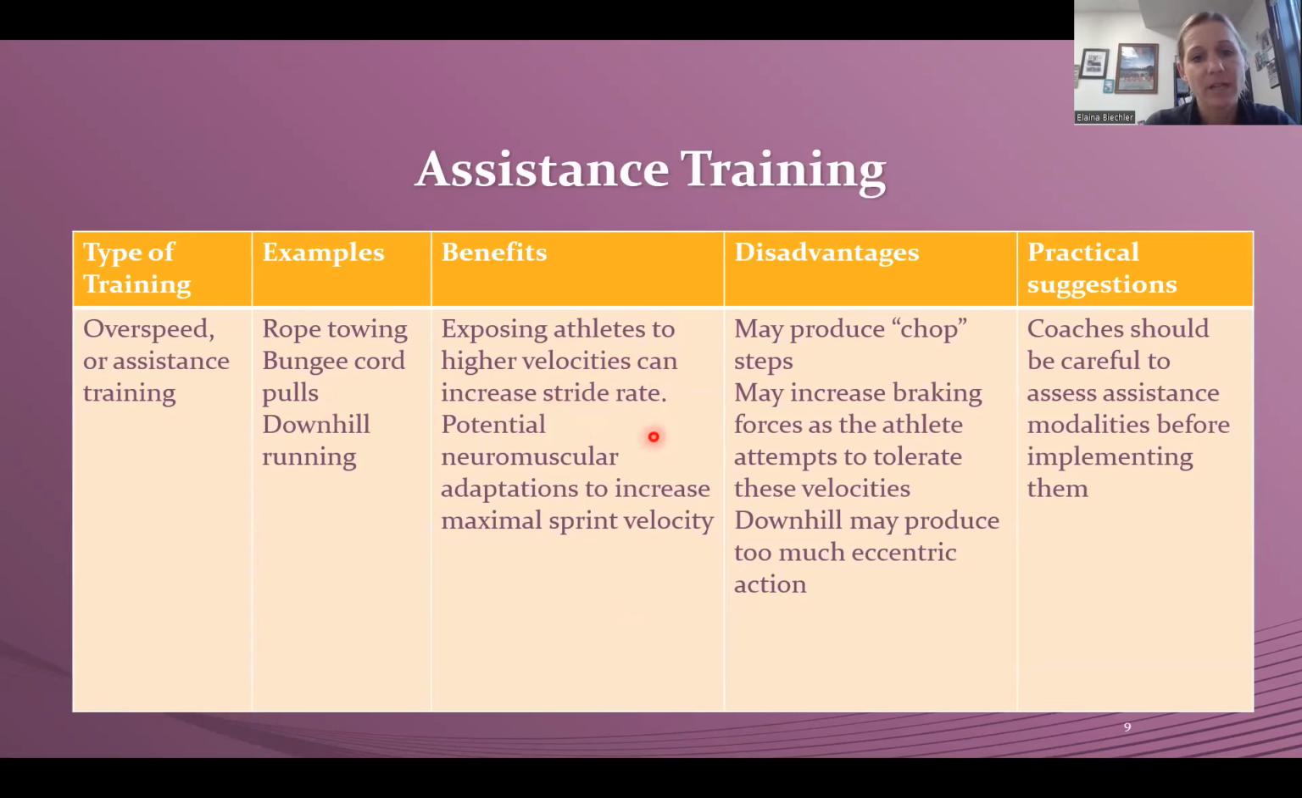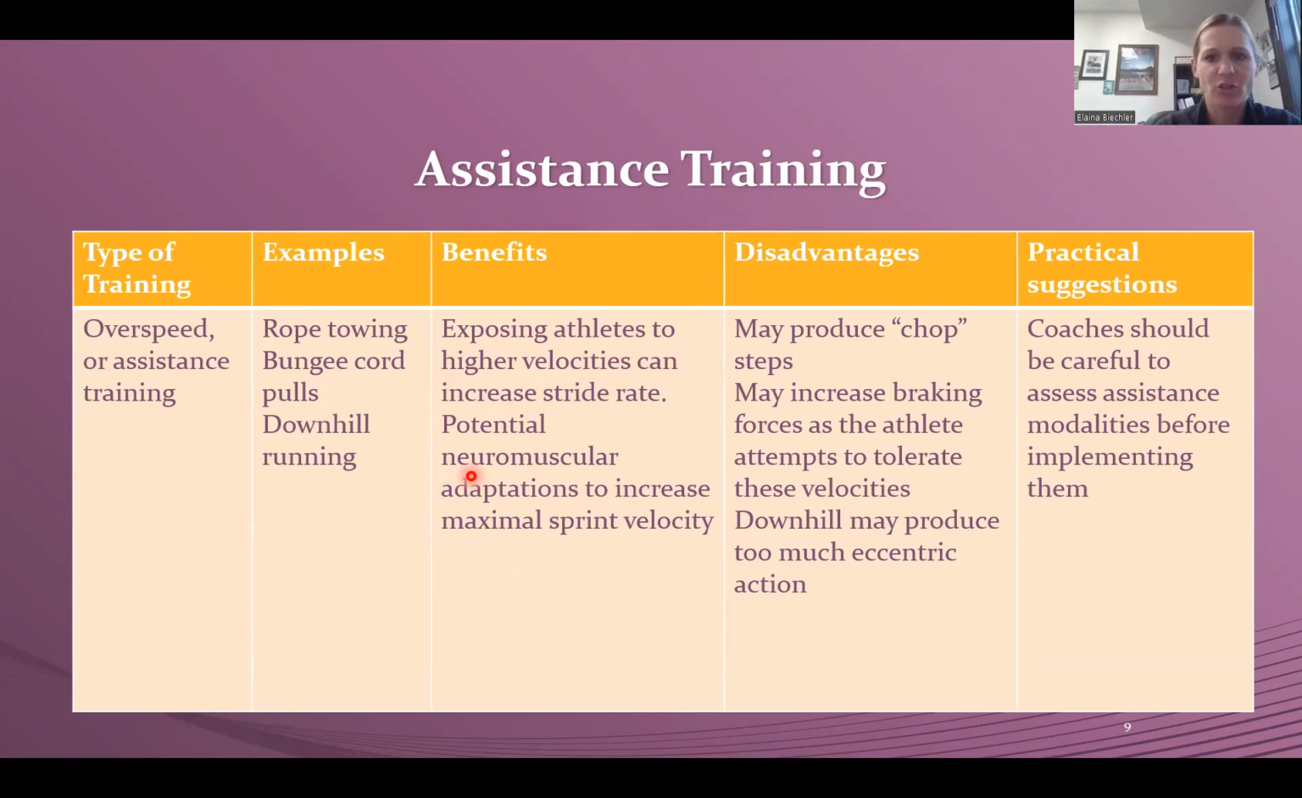We can also look at potential neuromuscular adaptations to increase maximal sprint velocity. So again, if I can run at that pace, am I able to make more neural adaptations so that that pace becomes more normal for me? So again, hitting a large range of paces is really nice. And the higher I can get, potentially the higher my ceiling might be.